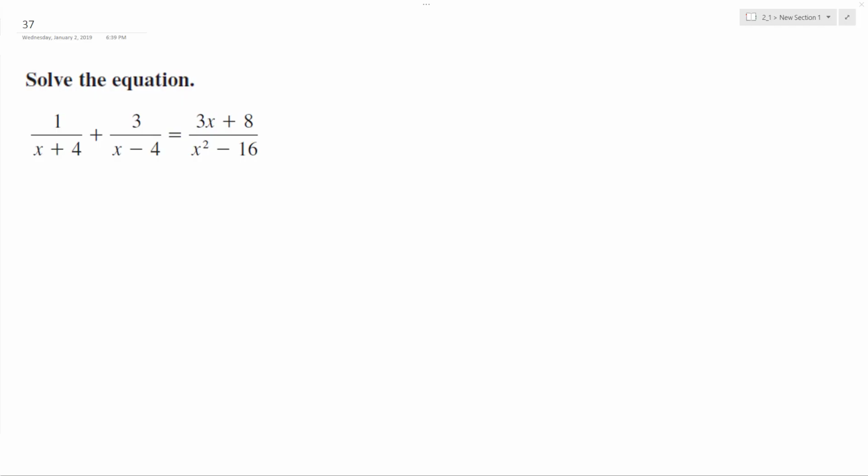Alright, so let's solve the following problem for x. First thing I need to do, though, is find a common denominator. And it looks like what I can factor this to be is (x - 4)(x + 4). So that's my least common denominator.